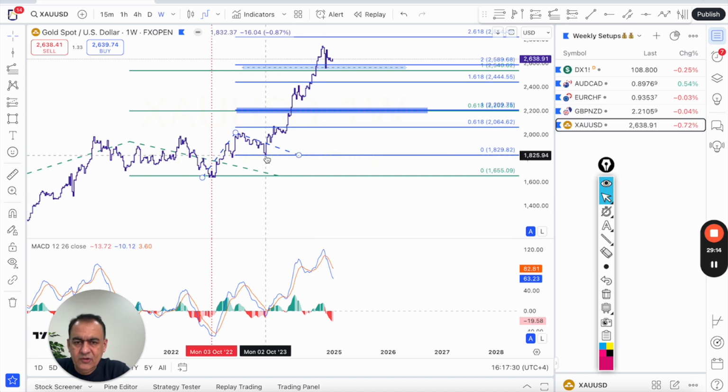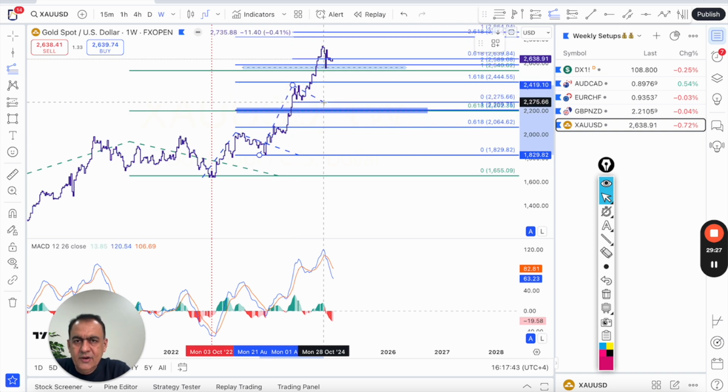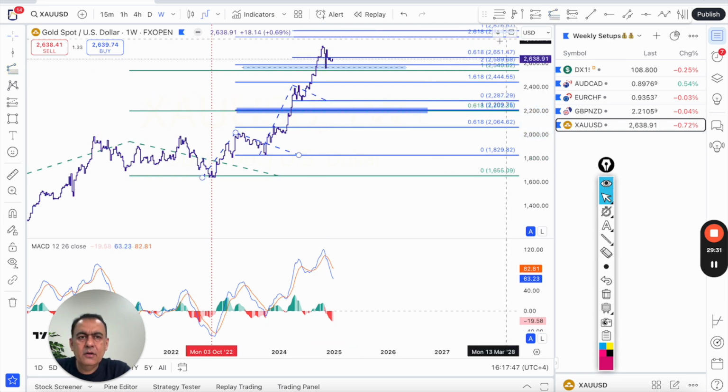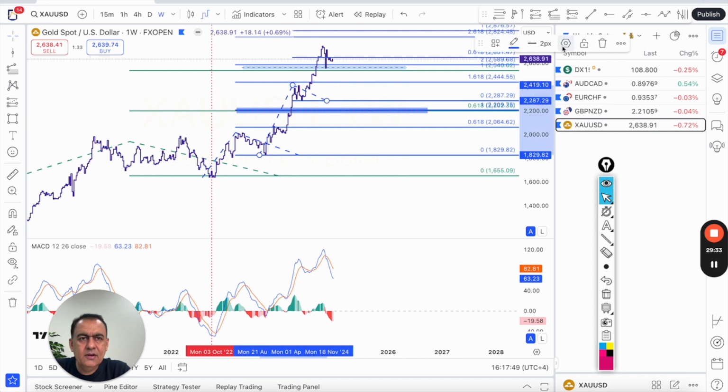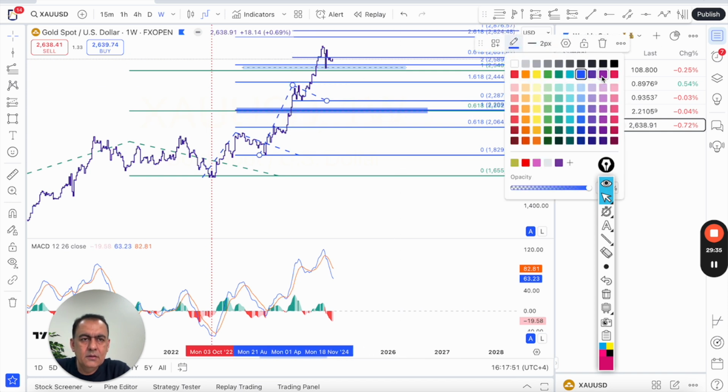Do we have the choice to apply the next extension? Yes, we have one more fib extension to be applied on weekly. So I'll start from the higher low, I'll connect with the next high here, and I'll join with the next higher low. Now based on the next extension, let's change the colors here.